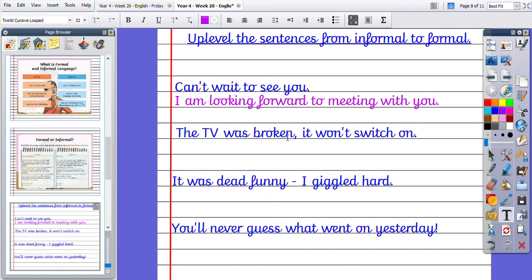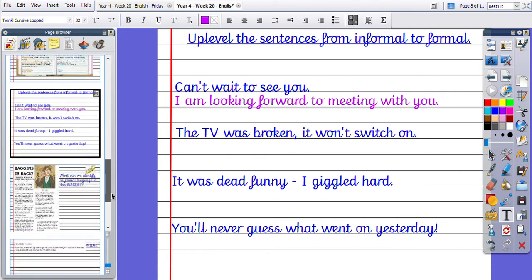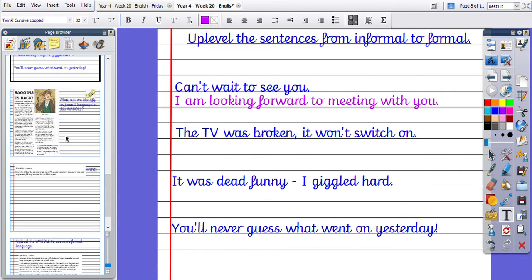Okay, the TV was broken, it won't switch on. So we could up-level the word TV. We could up-level broken. Okay, so I want you to complete these three sentences independently in your book, up-leveling from informal to formal. So you are writing 3 sentences up-leveled into your book. Pause the video and have a go.